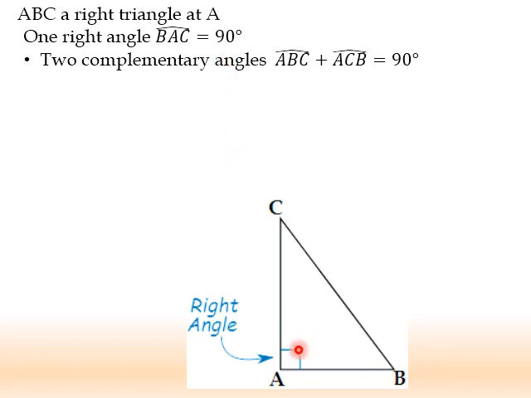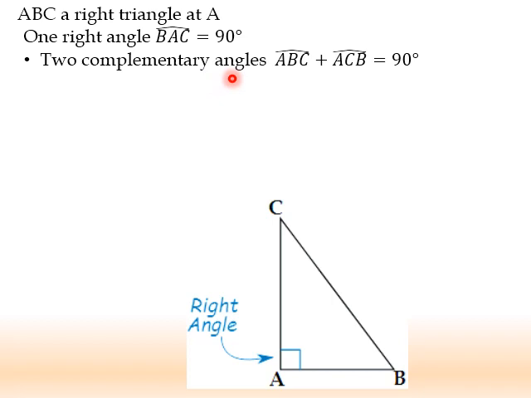In a right triangle, since the sum of angles in a triangle is 180, what about the other two angles? Their sum is 180 minus 90 equals 90 degrees. So the sum of the other two angles, ACB and ABC, is 90 degrees. So I can say that the other angles in a right triangle are complementary angles.